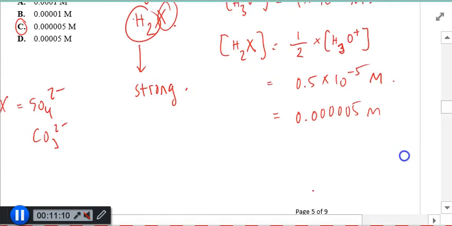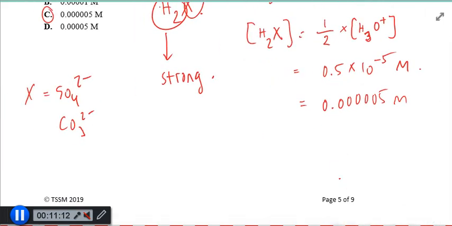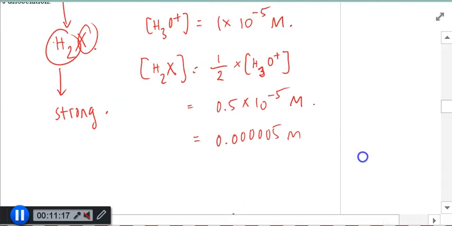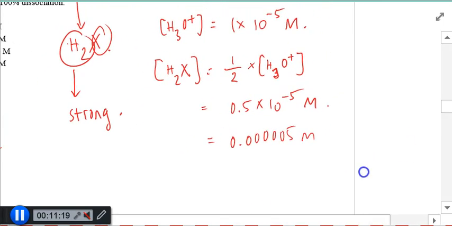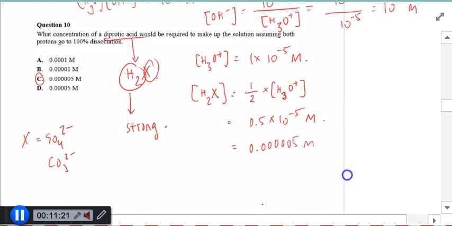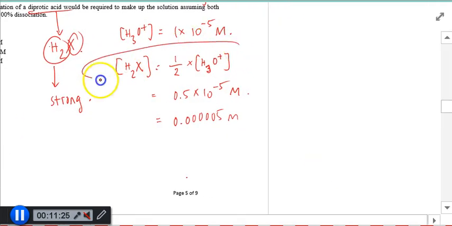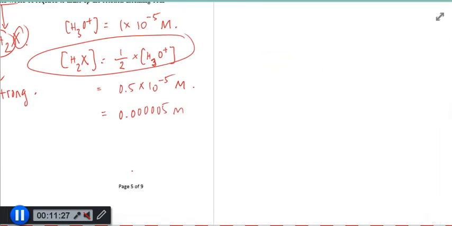So they're not strong for their second proton release. In fact, I don't think there are any acids which are strong for both protons. But yeah, I just wrote H2X, just like that. Just to rewrite this, see if it makes sense to you.